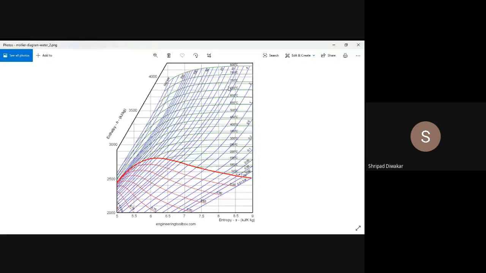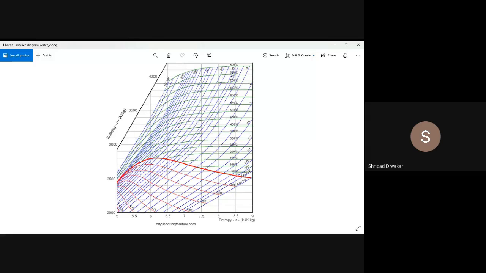Okay, no problem. For this explanation, I took this diagram. But in the actual Mollier diagram that you get in the exam, you'll have the accurate values. 10 bar, even 11 and 12, everything is there in that Mollier diagram. It is a very big diagram you'll find at the end of the steam tables.